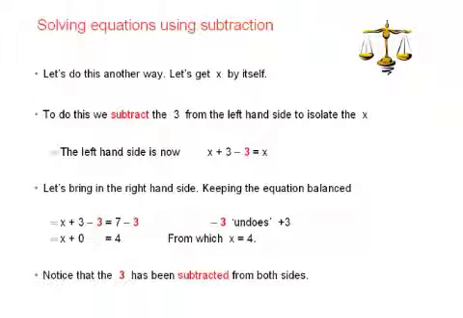Let's bring in the right-hand side. But remember, we have to keep the equation balanced. In other words, x plus 3 minus 3 on the left-hand side is equal to 7 minus 3 on the right-hand side. You can see how the minus 3 undoes the plus 3. So on the left-hand side we've got x, and the right-hand side we've got 4. Notice that the 3 has been subtracted from both sides. In other words, what we do to one side, we must do to the other.